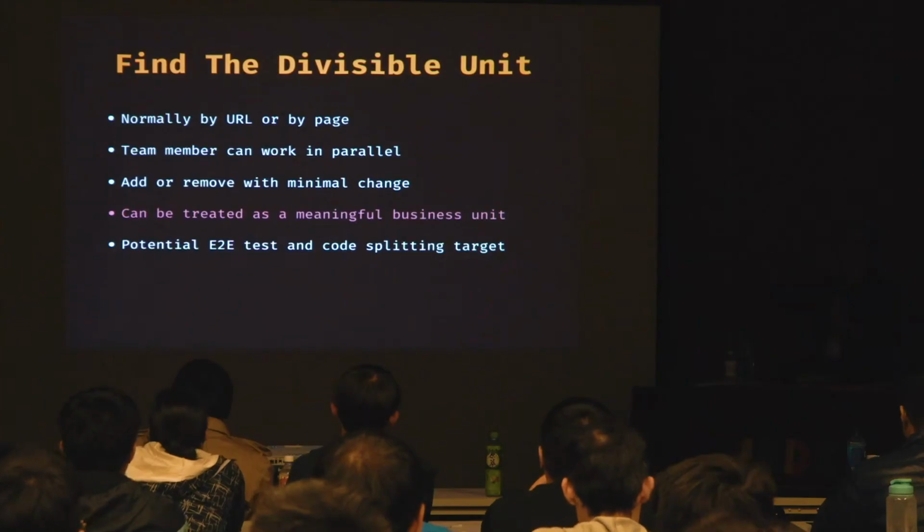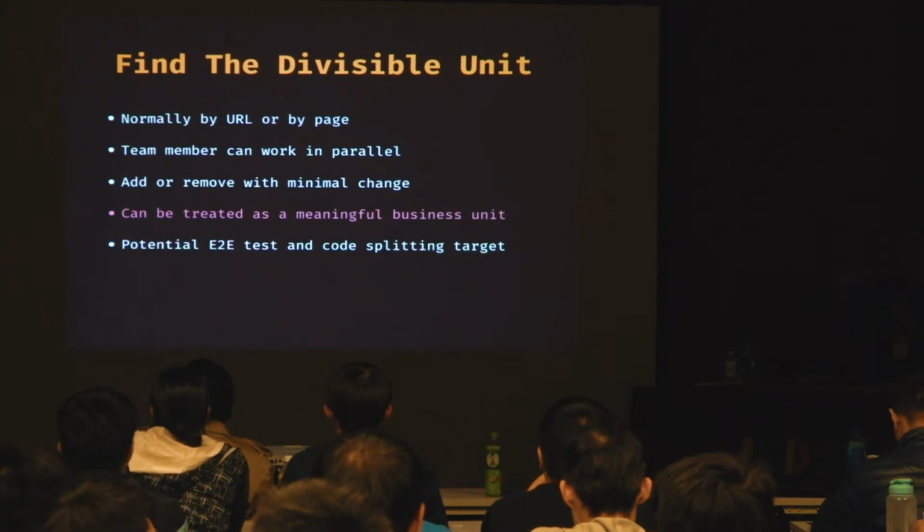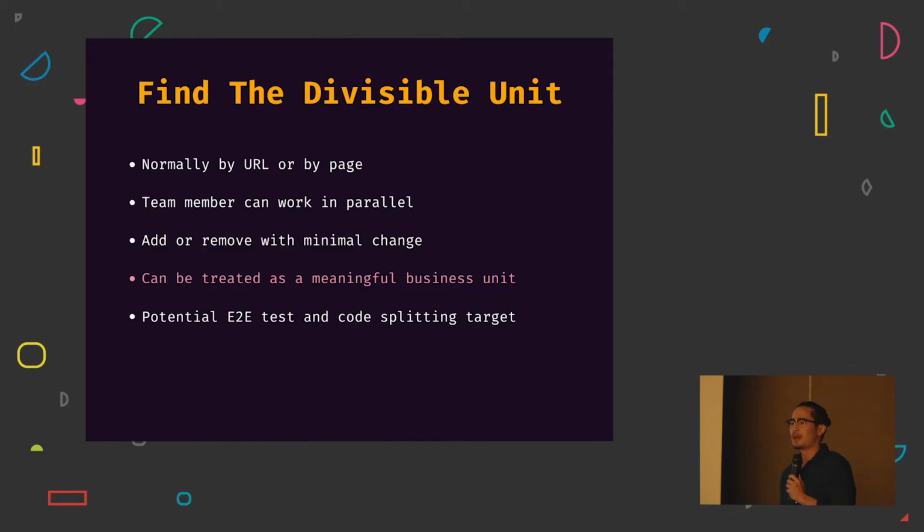And here are some other criteria we use to decide the divisible unit. First of all, of course, this unit can let your team members work in parallel. You don't want to make changes on the same file and have to resolve the conflicts all the time, which involves a lot of overhead. And next, you want to make sure that after you decide the divisible unit, it's easier to add a new unit and remove an existing unit.